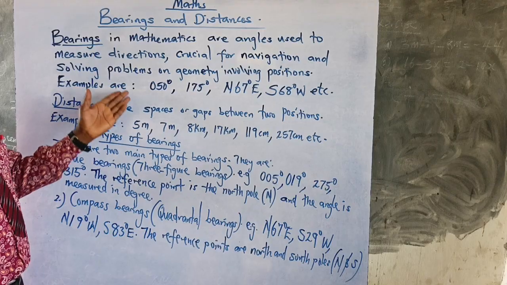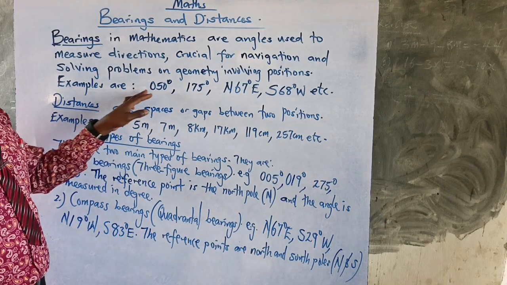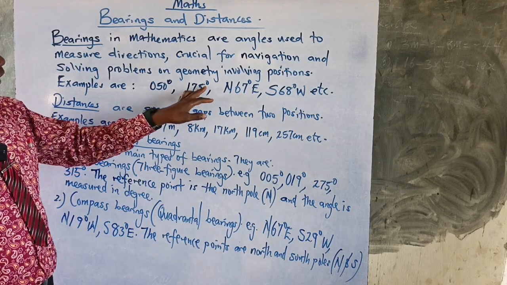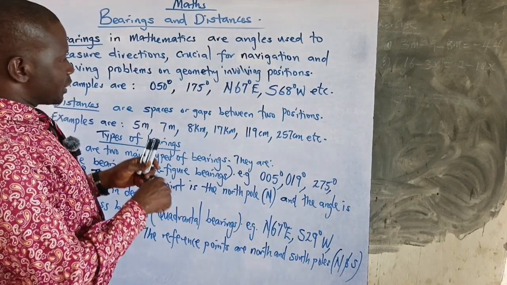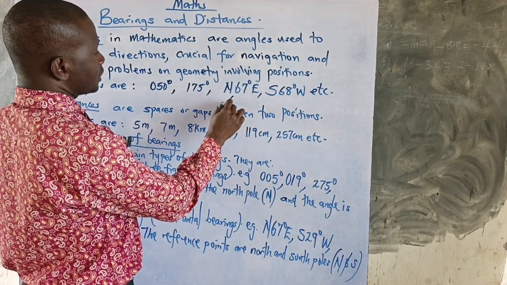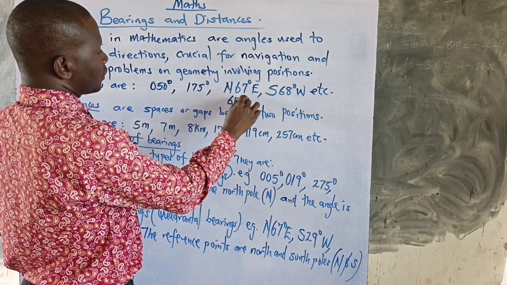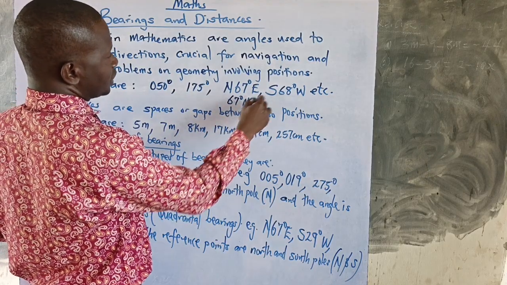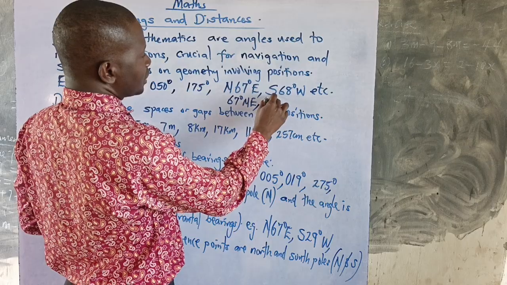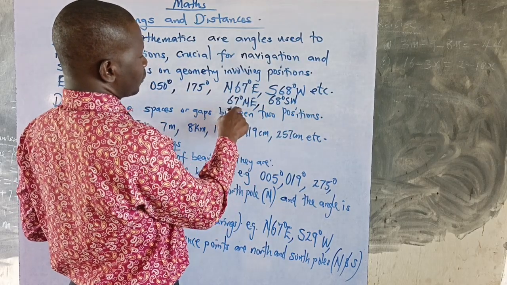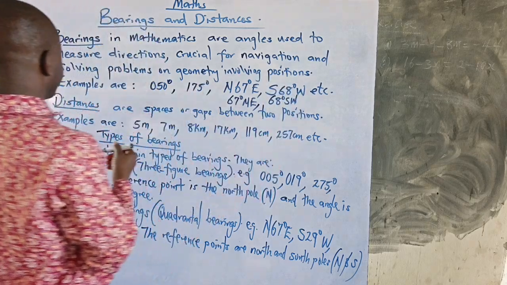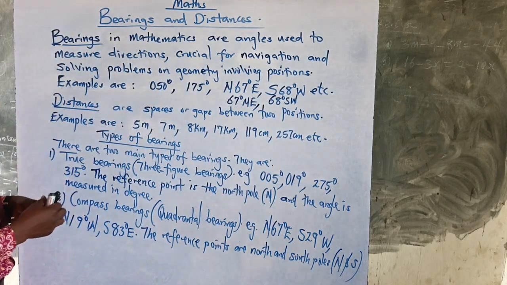Now we have examples of bearing. So we have 50 degrees, 175 degrees, then we have 67 degrees northeast, which can also be written as this. Then this also can be written as 68 degrees southwest, either this or this. So etc. Or we have other examples of bearing.